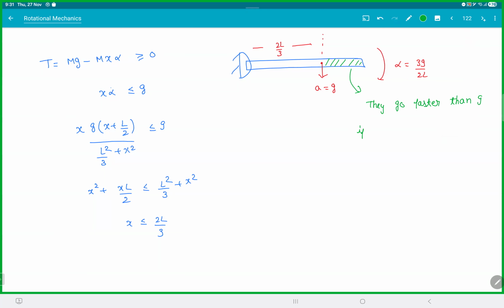So if a string is connected there, what will happen? See, if you leave a block, what is the maximum acceleration the block can have? g, right? You can't have more than g. But if you're connecting a string at that point where it is going faster than g, what will happen? The string becomes loose. If a string is connected in this region, tension becomes 0 because strings cannot push.